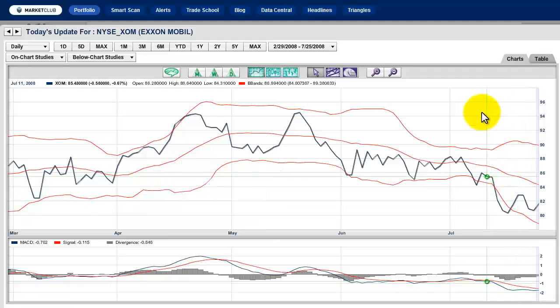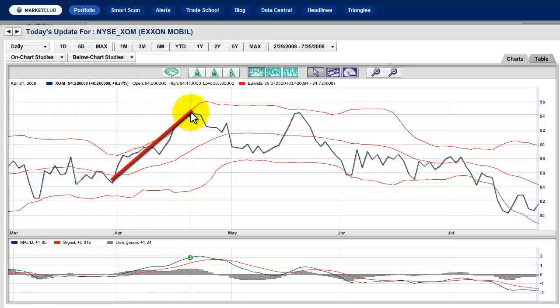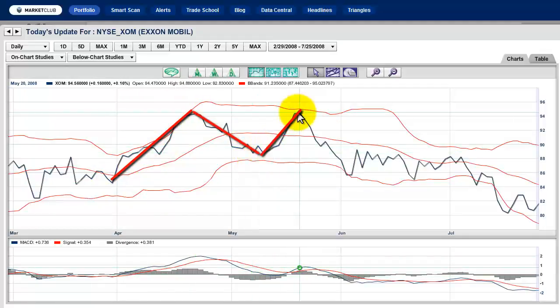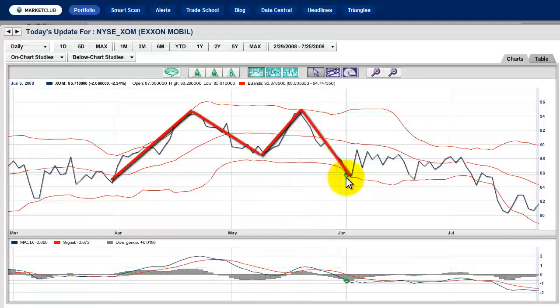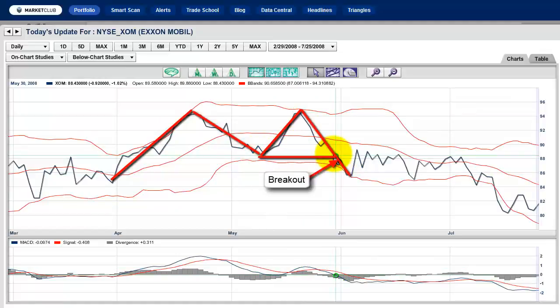So you can see quite clearly on the chart that we have what we consider to be an M top. Starting from here, we moved up, then moved down, created the center of the M, moved back up, challenged the previous high, exceeded it just by a little bit, and then came down and broke below this area right here. That created an M top.